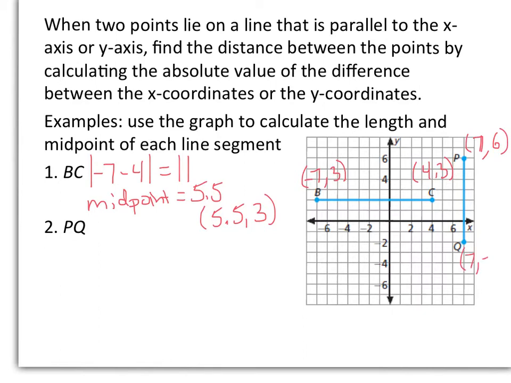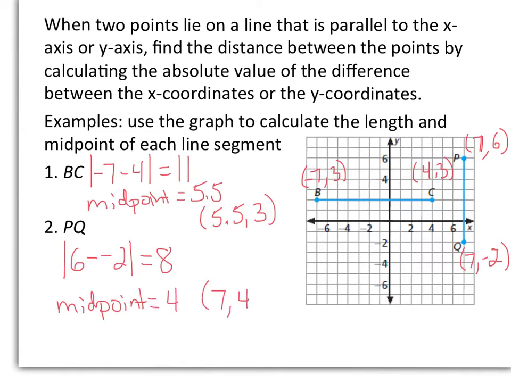Okay, and for PQ, well, point P is at 7, comma 6, and point Q is at 7, comma negative 2. So here our x value is the same, so we're going to find the absolute value difference of the y values. So it'll be 6 minus negative 2, or 8, and then the midpoint would be half of that, or 4. So that means the midpoint would be at the coordinate 7, comma 4.